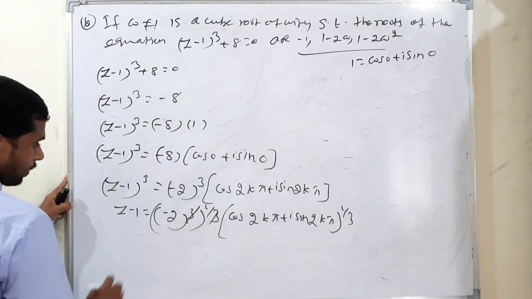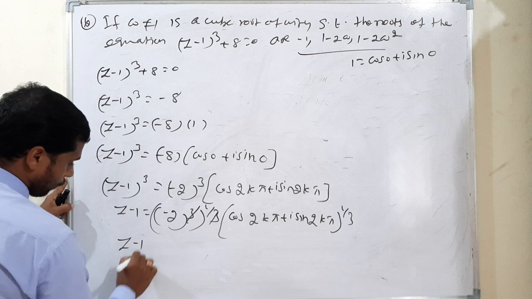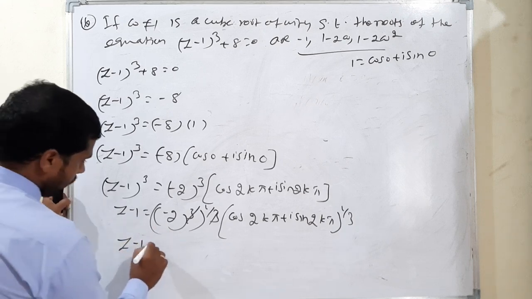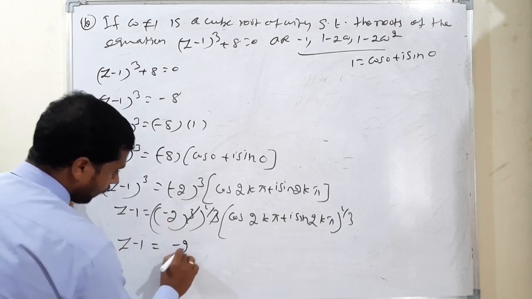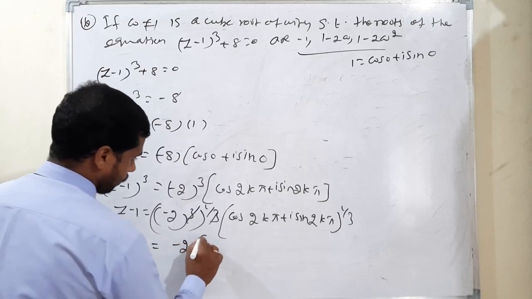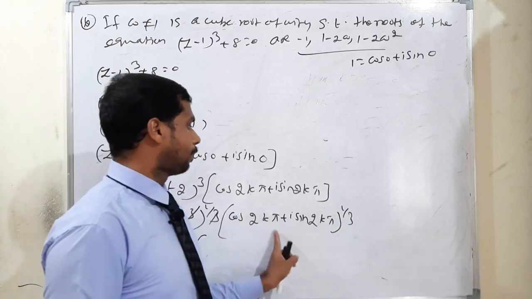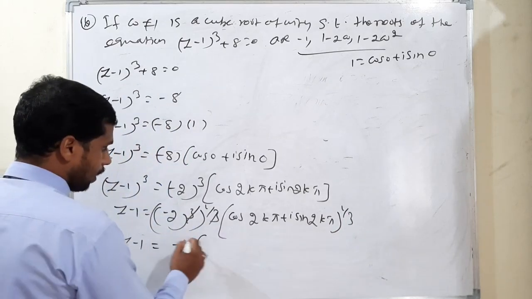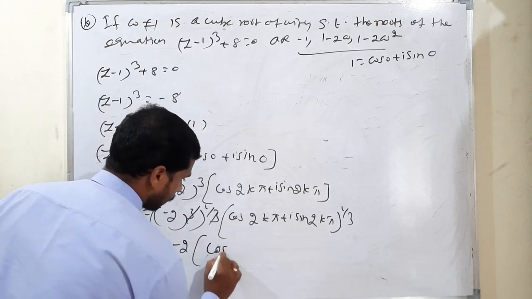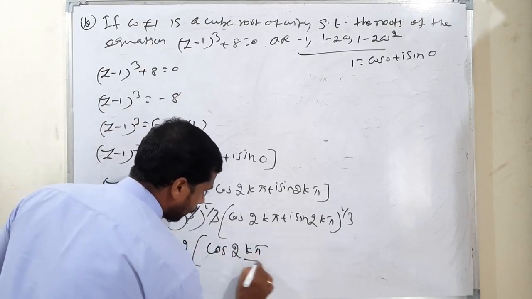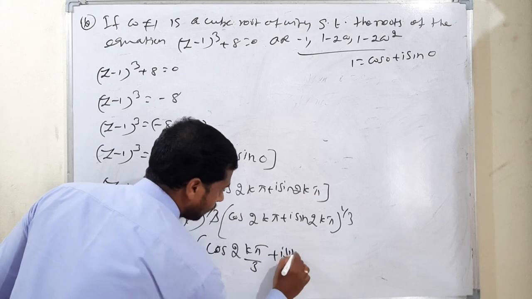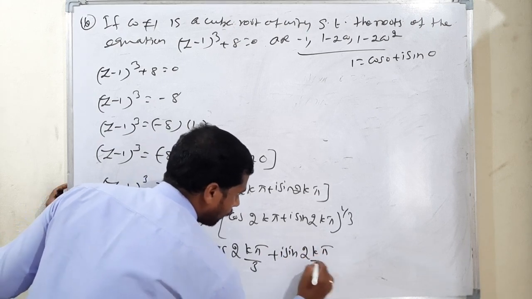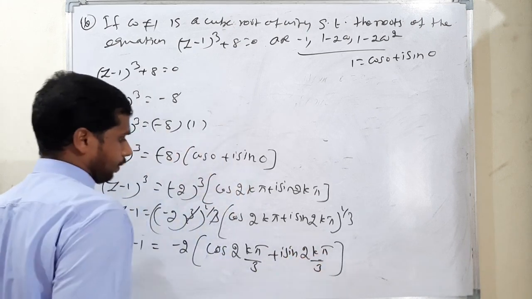Again the cube cancels, so minus 1. First we have to step it clearly. Z minus 1 is equal to minus 2 only is there, isn't it? Minus 2 means, according to De Moivre's theorem, each and every time divided by 3. So divided by 3 means minus 2 cos 2kπ by 3 plus i sin 2kπ by 3.